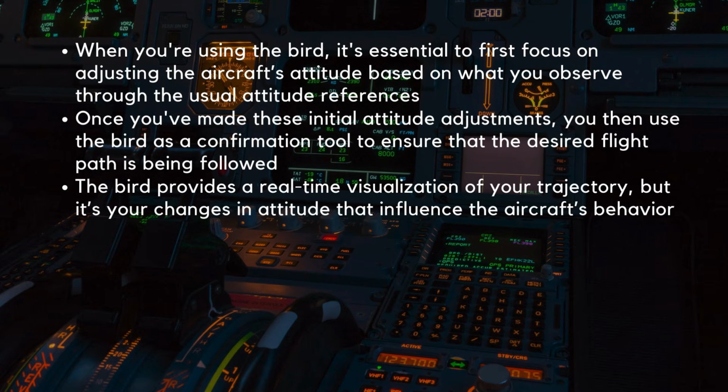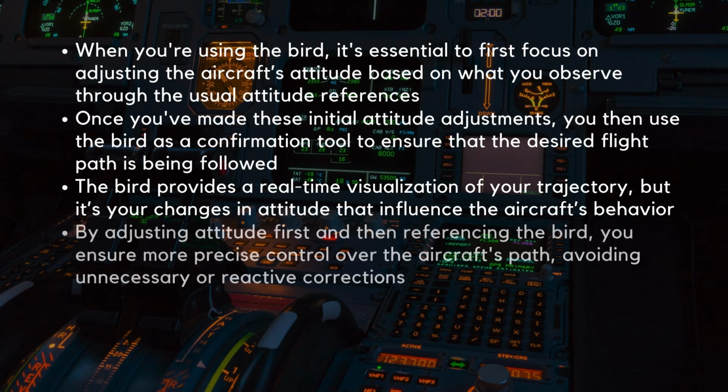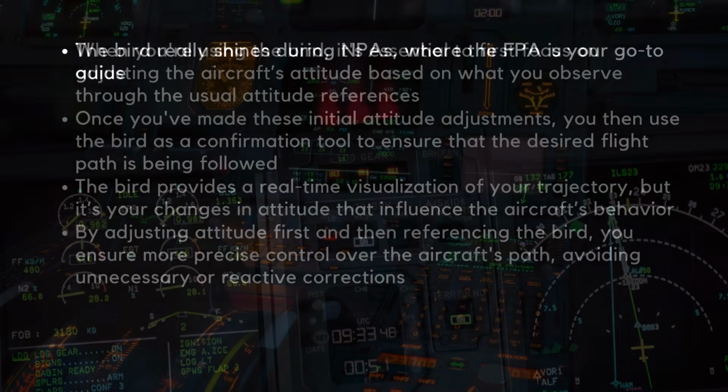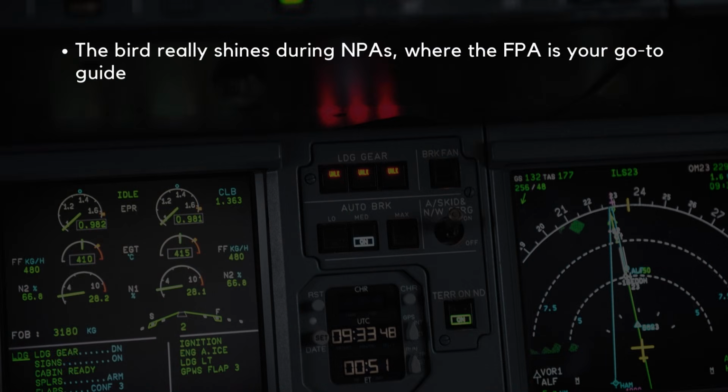The bird provides a real-time visualization of your trajectory, but it's your changes in attitude that influence the aircraft's behavior. By adjusting attitude first and then referencing the bird, you ensure more precise control over the aircraft's path, avoiding unnecessary or reactive corrections. The bird really shines during non-precision approaches, where the flight path angle, FPA, is your go-to guide.